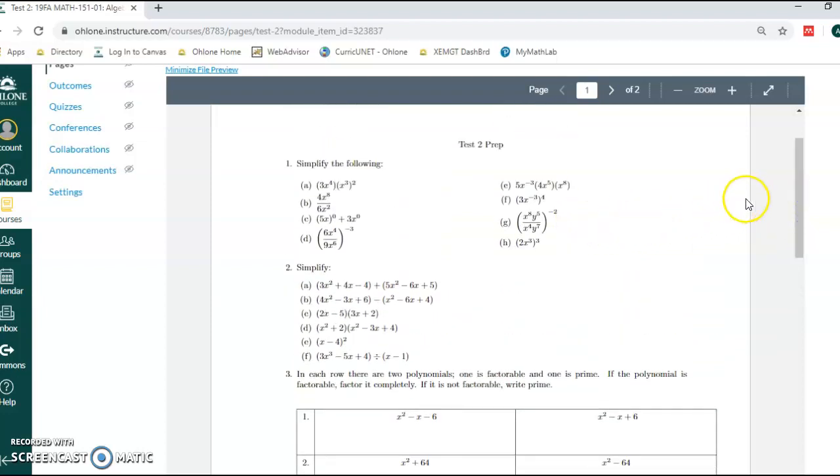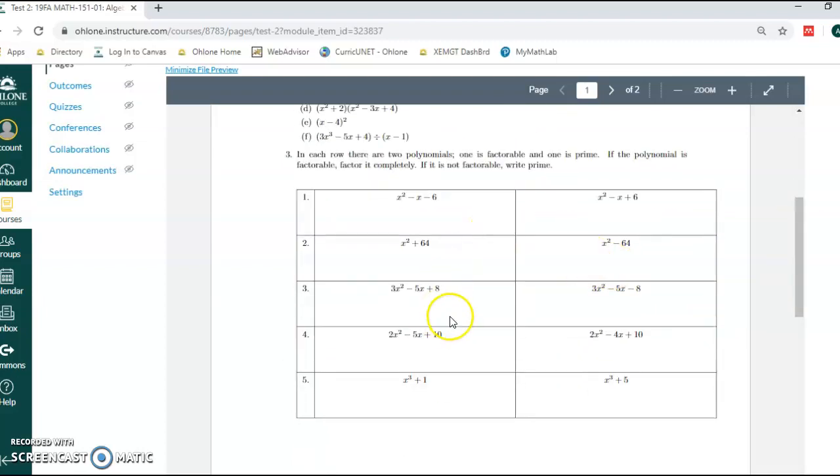So you're going to need to know rules of exponents, addition, subtraction, multiplication, division of polynomials. There will be a long division problem on the test. And there will probably be a missing degree term, so you'll need to understand how to input a placeholder.